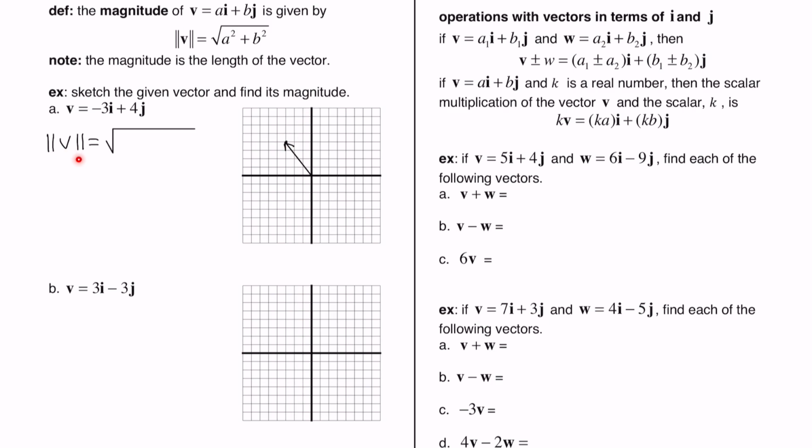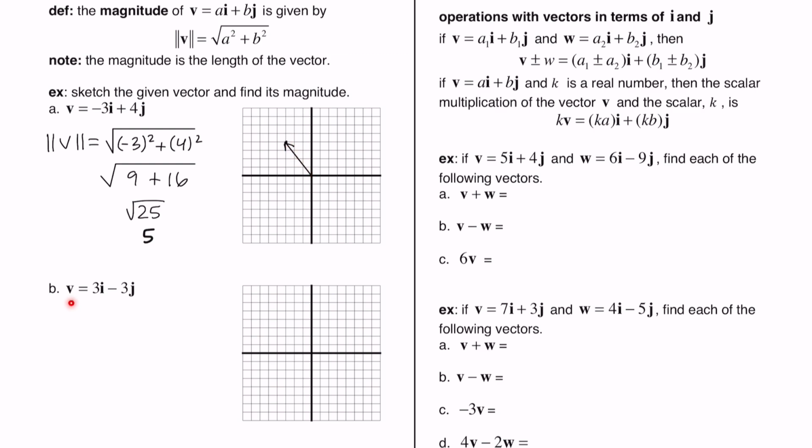So to find the magnitude, we're going to do the square root of, we're going to take the negative 3, square it, and then add the 4 squared. So now we're just going to simplify this, and that will be the length of this vector. So you get the square root of 9 plus 16, which becomes 25, and then the square root of 25 is 5. So the length of this vector is 5.